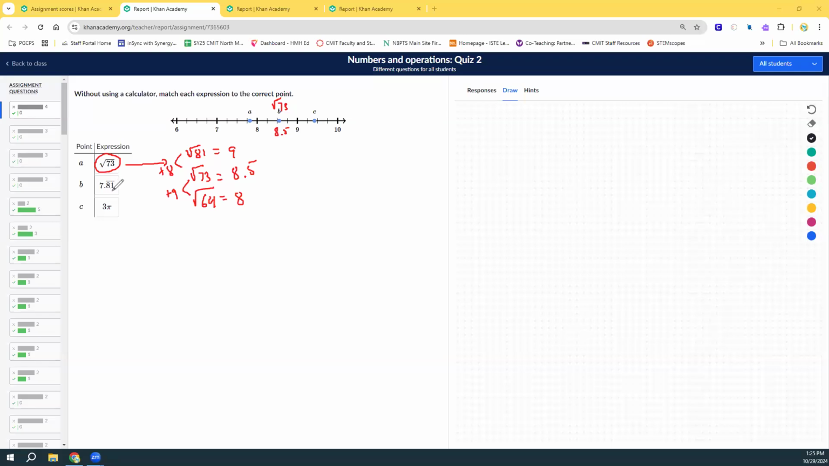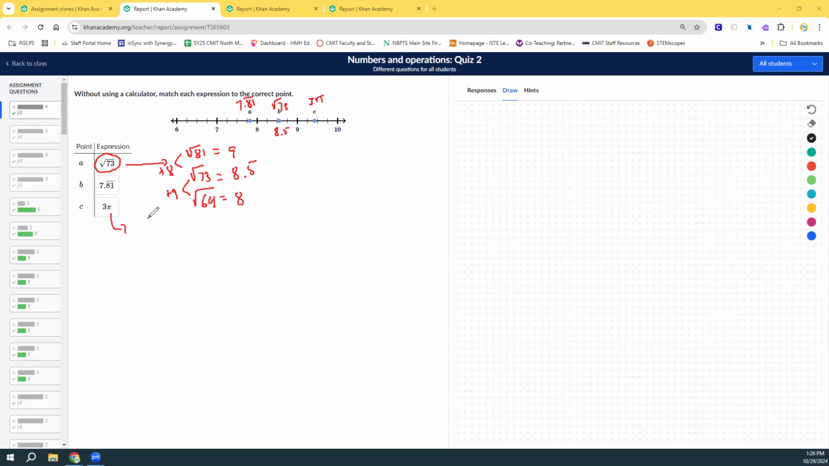Okay, 7.81 repeating, that's a little easier. That's not all the way to 8. It's greater than 7. It must be right here. 7.81 repeating. And that leaves me with 1 remaining. So that has to be 3 pi.